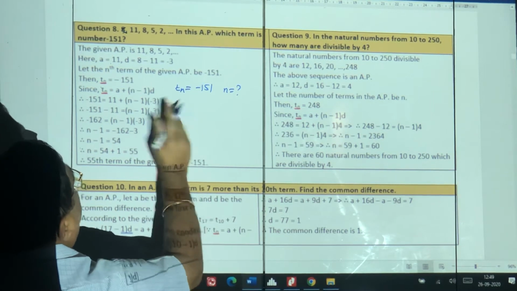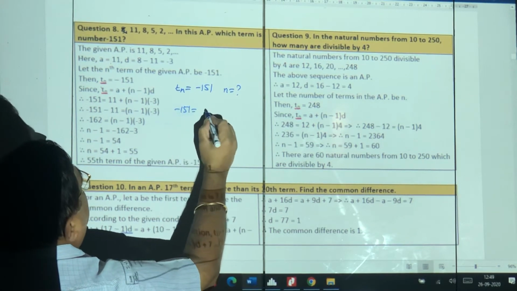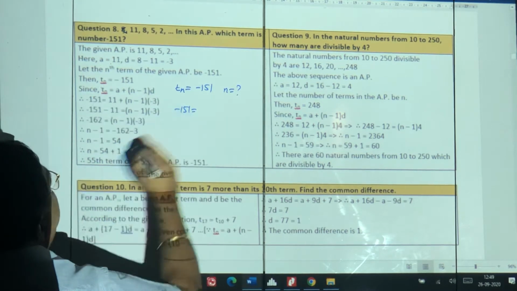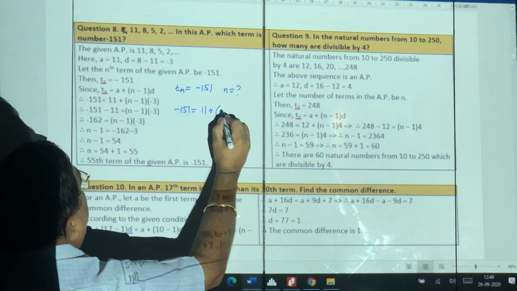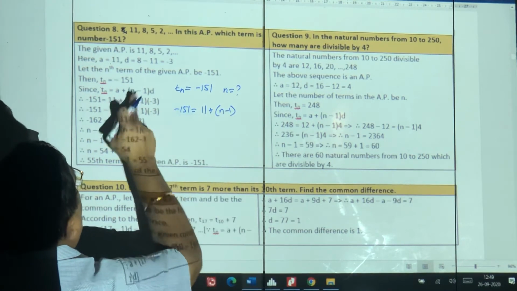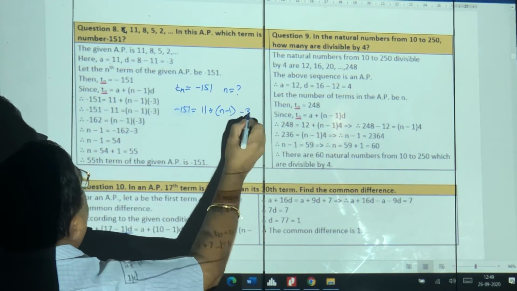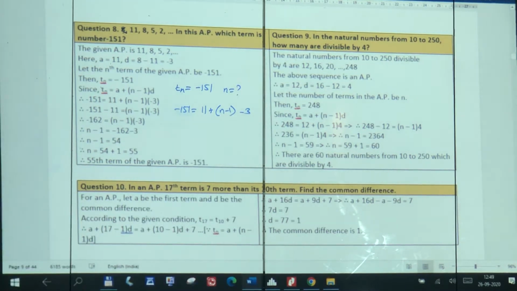T151 minus 151 is A. Where is A, my friend? Plus n minus 1 into D. How much is the difference, my friend? So, you'll get n. So, you see how nice that formula is? Tn is A plus n minus 1D.